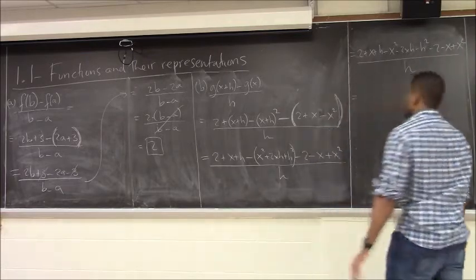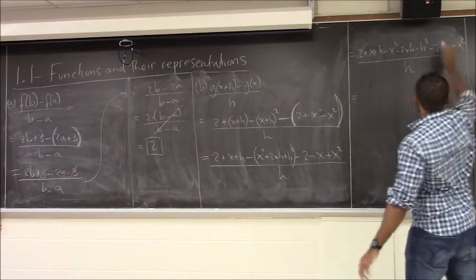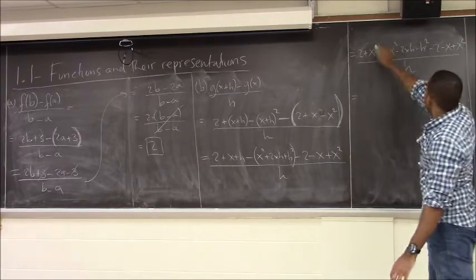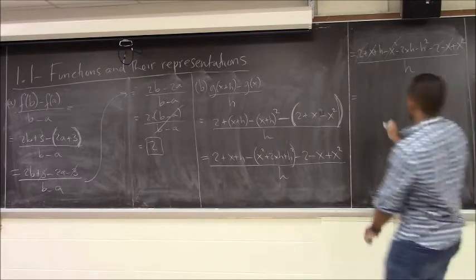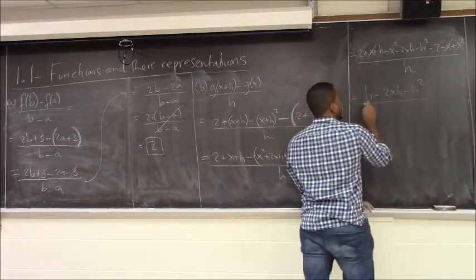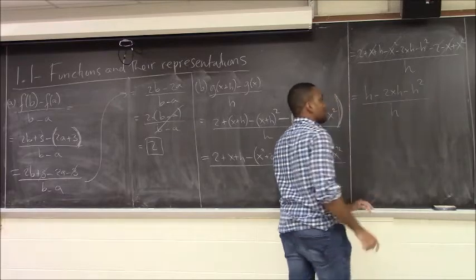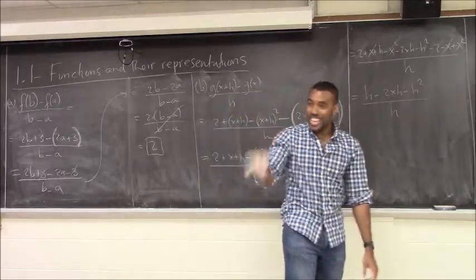Now what happens? 2's cancel, 2 minus 2. x cancels, x minus x. x squared cancels, minus x squared plus x squared. That's it. So I have h minus 2xh minus h squared all over h. And we can cancel this h? Right? Well, no, you can't, because it's not multiplication.